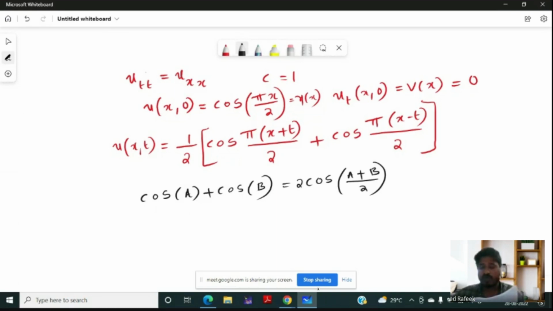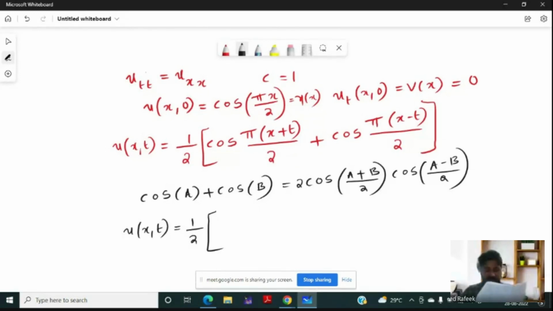Cos (A+B)/2 into cos (A−B)/2. Use this basic formula and solve it: u of x comma t becomes 1 by 2 cos of (πx + πx)/2 plus (πt/2 − πt/2)... the πt by 2 cancels, πx by 2 plus πx by 2 gives πx, all divided by 2. So the 2 cancels, and again cos πx by 2 will come.